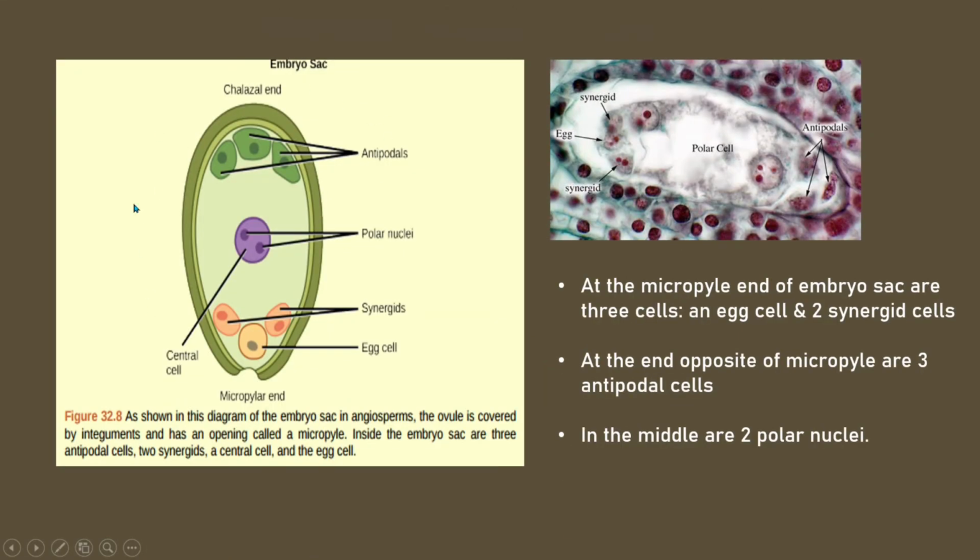This is the structure of embryo sac after the megaspore undergoes 3 times mitosis. Near the micropyle end are 2 synergid cells with an egg cell. At the opposite of micropyle end are 3 antipodal cells, and at the middle of the embryo sac is a central cell containing 2 polar nuclei.